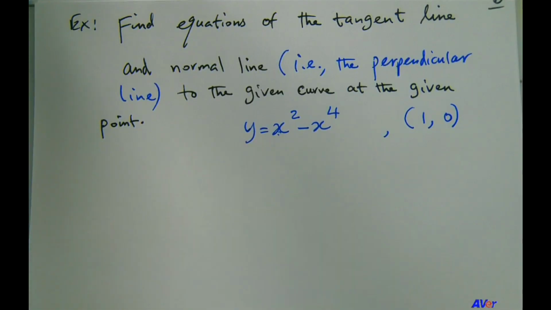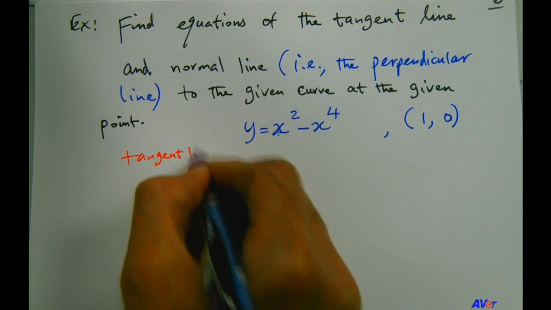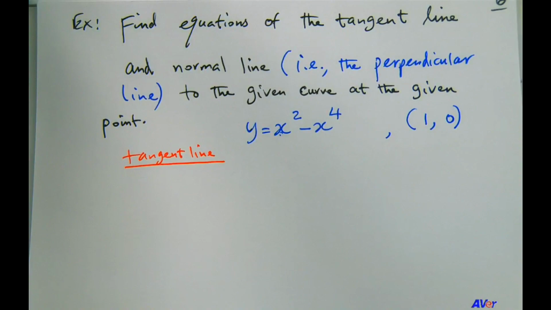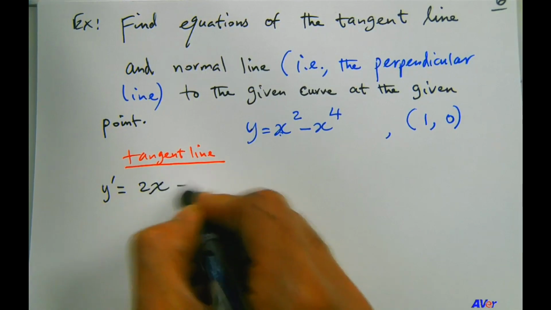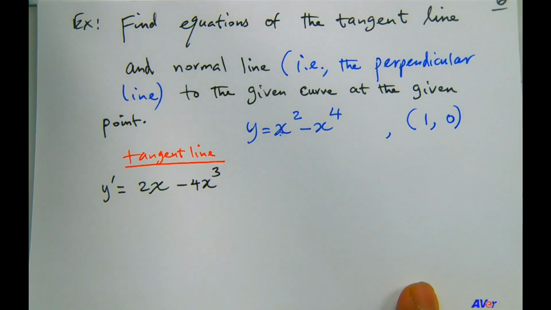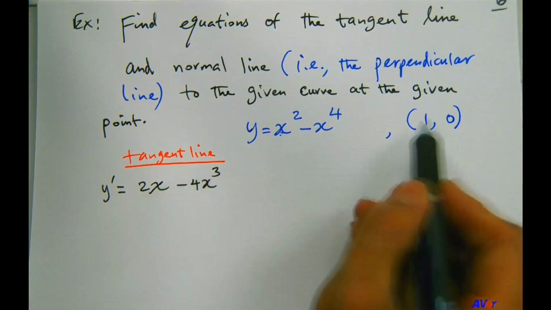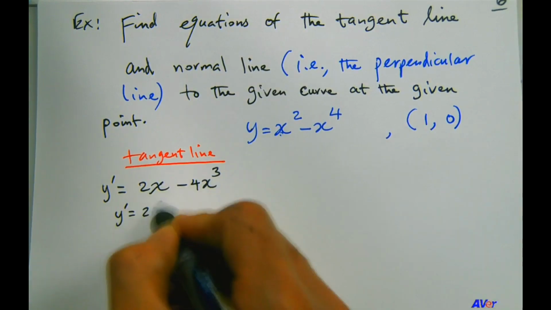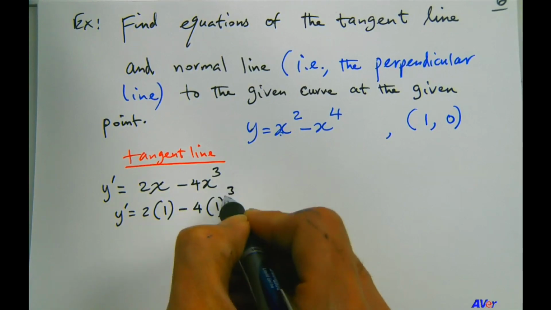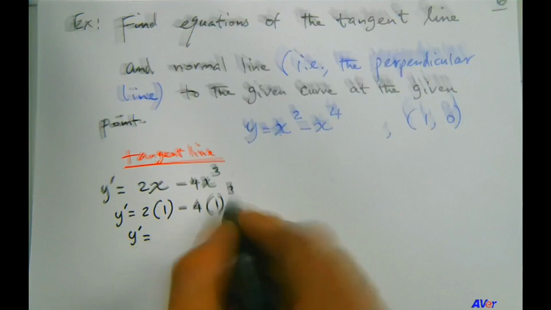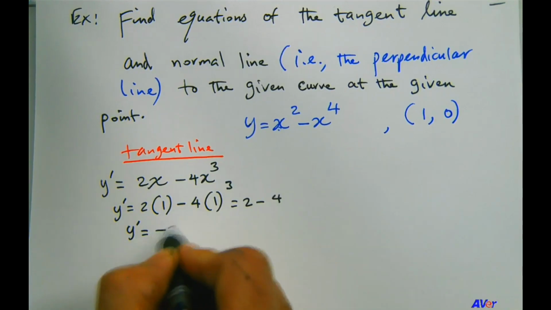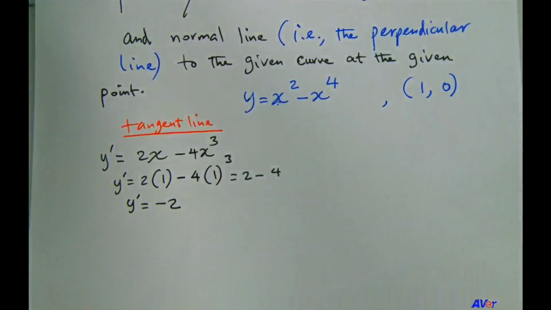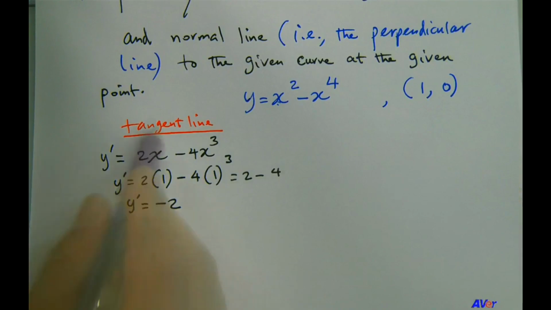Okay, so the tangent line first, let's find that. Let's take the derivative of this. y prime is equal to 2x minus 4x cubed. So let's replace x with 1. So y prime is equal to 2 times 1 minus 4 times 1 cubed. So this will be 2 minus 4, or y prime is equal to -2. So this is the slope of the tangent line at 1, 0.